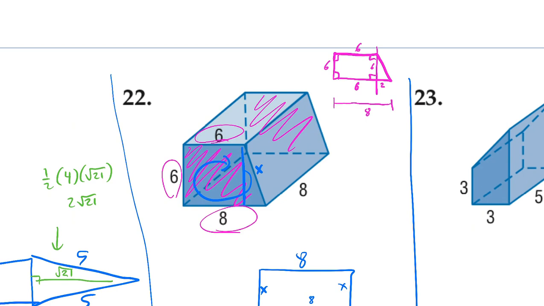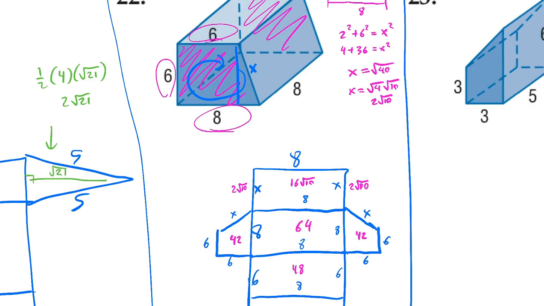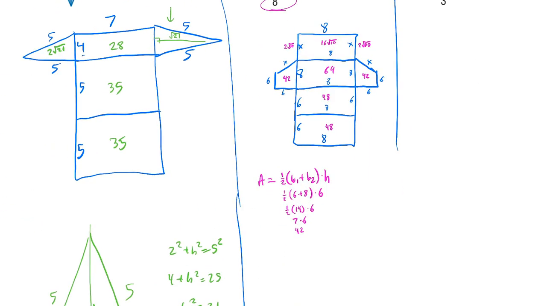So we can just use Pythagorean theorem there and go 2 squared plus 6 squared equals that unknown x squared. So 4 plus 36 is x squared. So x is equal to square root of 40, or x equals root 4 root 10, or 2 root 10. Okay, so here's a 2 root 10 and a 2 root 10. And so multiplying that by 8, the area of this is 16 root 10. And then we just add those up for the whole surface area.